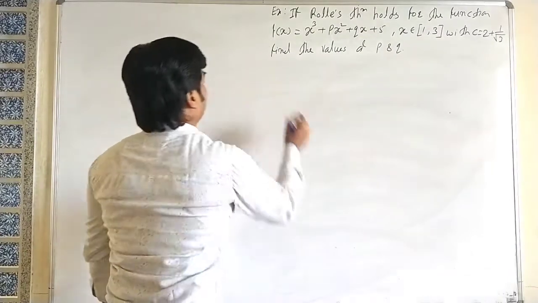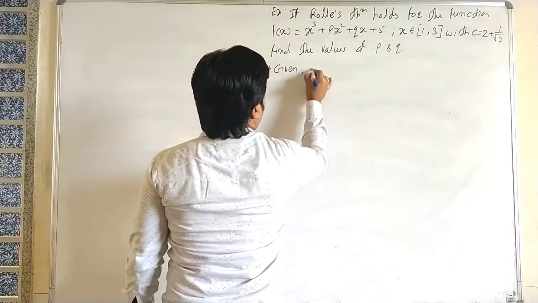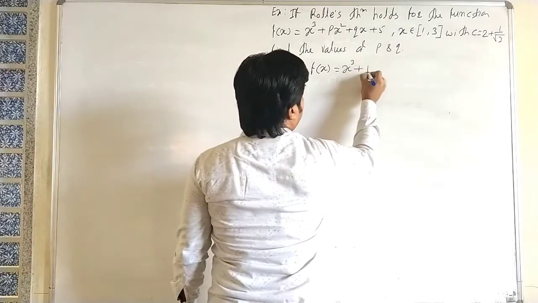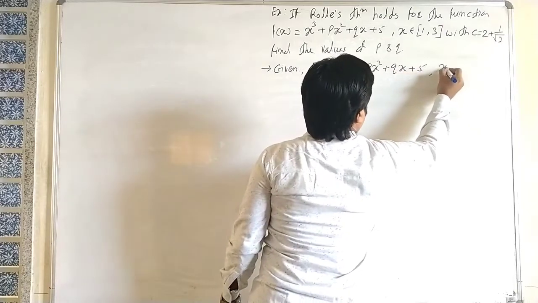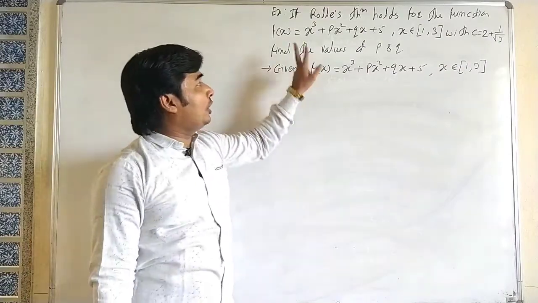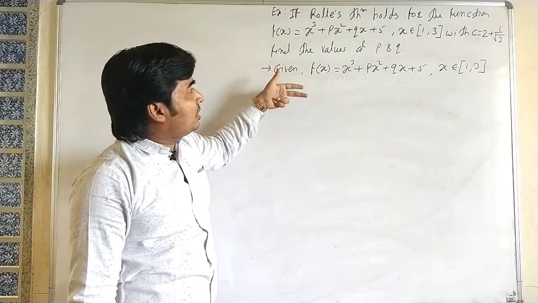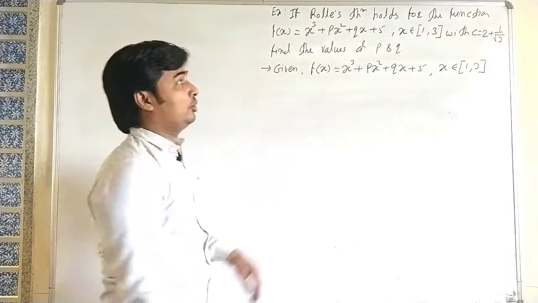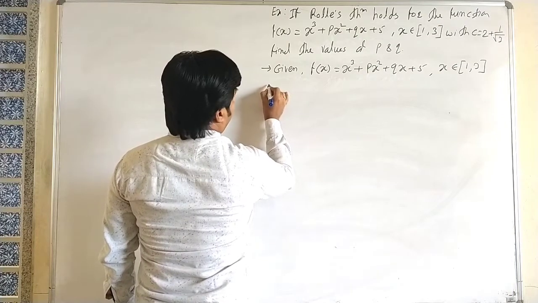Here given that f of x is equal to x cube plus px square plus qx plus 5, where x belongs to 1,3. Now here we want to find the two values p and q. Therefore two conditions are given. Which are the two conditions? Here Rolle's theorem holds. Therefore f of a is equal to f of b and f dash of c is equal to 0, and c is given.